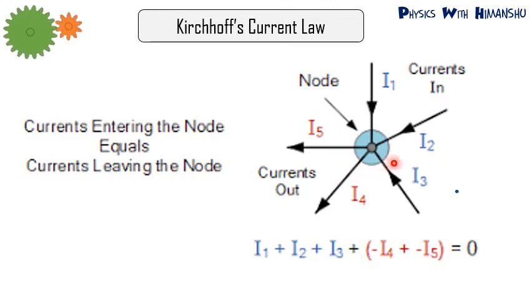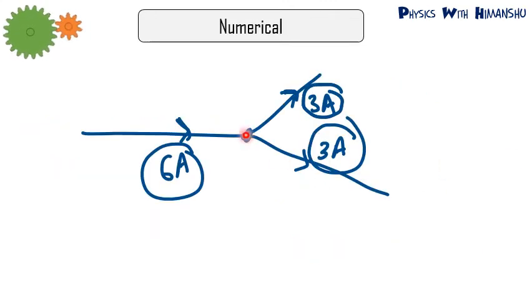Okay, now moving to one very simple numerical. Suppose at this point 6 ampere current is incoming. So there are two wires. So 3 ampere and 3 ampere will be outgoing. So if you look at this point, the total incoming current will be equal to total outgoing current.